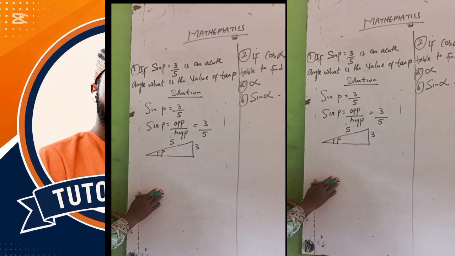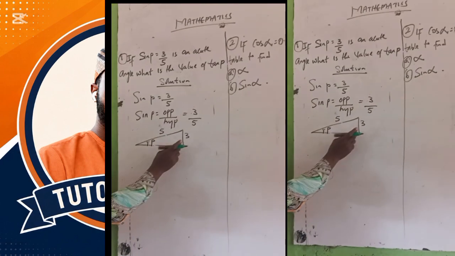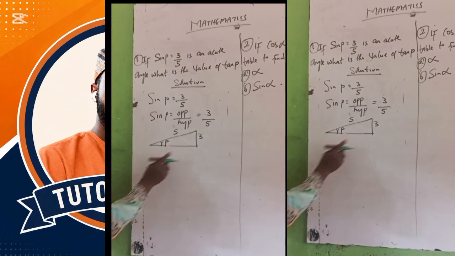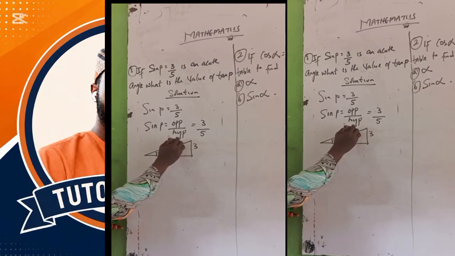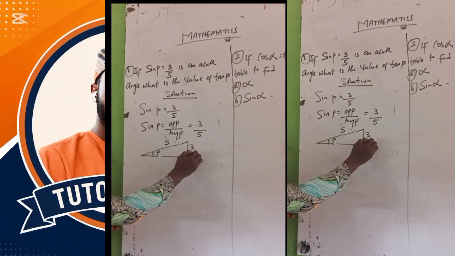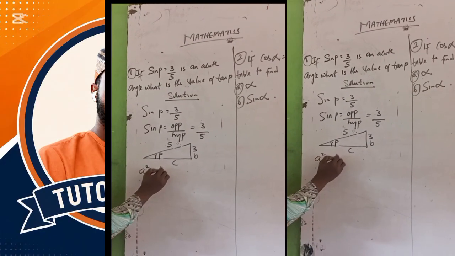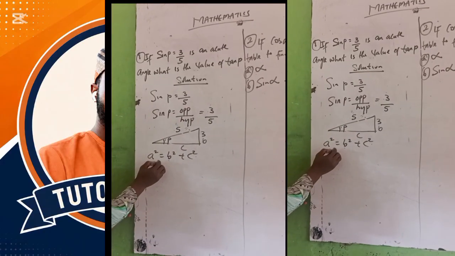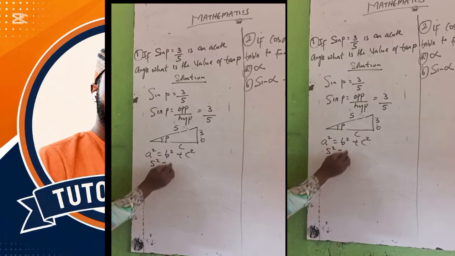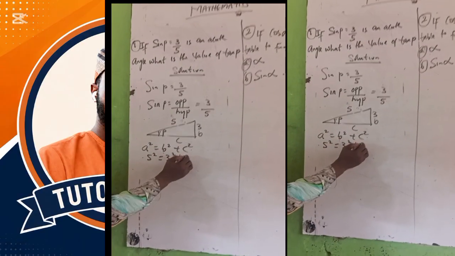We are going to use Pythagoras theorem to find this. The longest side squared is equal to the sum of the squares of the opposite and the adjacent. So a square is equal to b square plus c square. The value of a is 5, with the square on top, and it equals b, which is 3 square, plus c square.